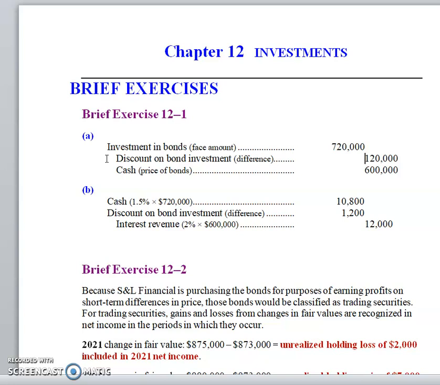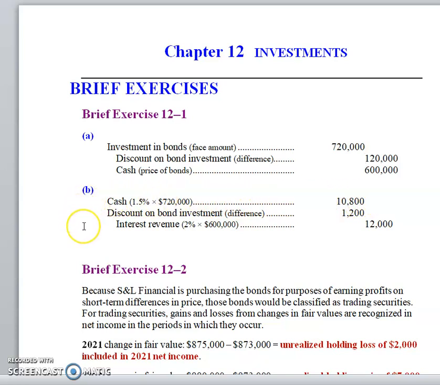Now, the payment of the interest on December 31st. First of all, they're going to receive cash based on the stated interest rate and the face value of the bonds. So stated interest rate was 3%. Remember, again, interest is paid semi-annually, twice a year. So we only get a half of the 3%. 1.5% times 720,000 gives you 10,800.